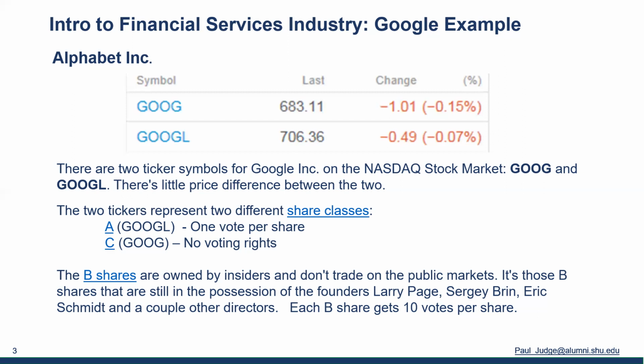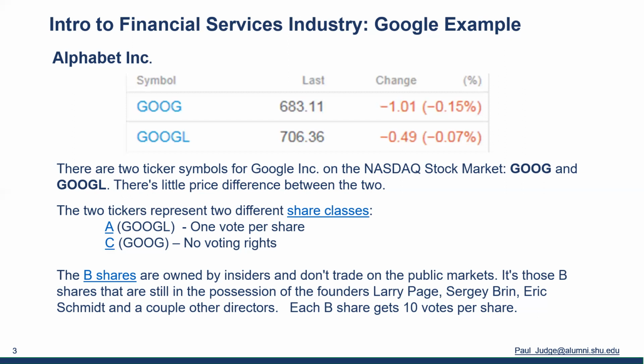Now there's also a C issue. And the C issue is also traded on the NASDAQ market, and it trades under the symbol GOOG. The difference with the C issue is the C issue has no voting rights. So obviously it trades for a little bit less. Customers are going to pay a premium for the shares that have voting rights, the A issue. So this is where there can be some confusion.